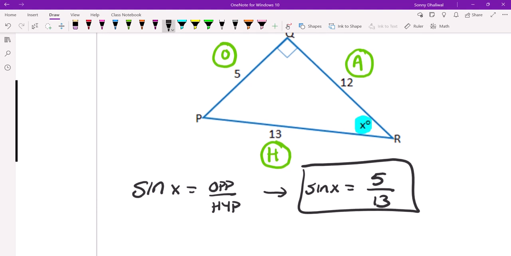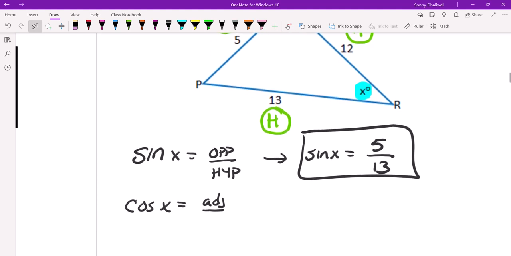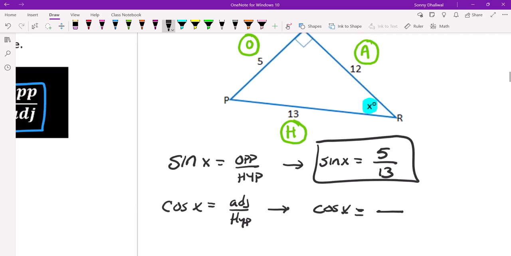Now we do cosine of my angle, according to the formula, adjacent over hypotenuse. Okay? So cosine of my angle, what number goes on the top? What number goes on the bottom? How would it be? Let's zoom out a little bit.